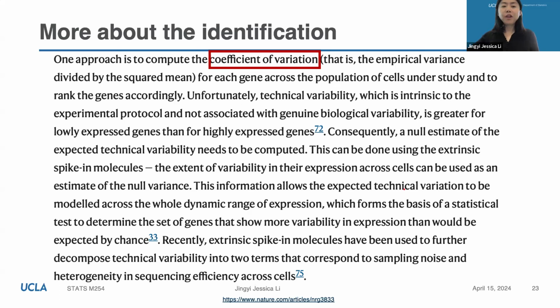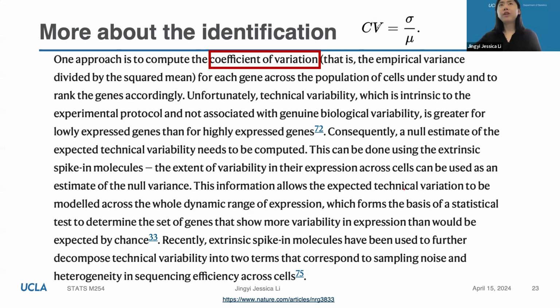But this coefficient of variation, I want to make a note here. This definition here is not accurate. It says that it is the empirical variance divided by the square mean, which should be standard deviation divided by the mean. So it's not variance divided by squared mean, but it's the standard deviation divided by mean. So the term introduced here is the square of this definition, basically. It should not be squared.